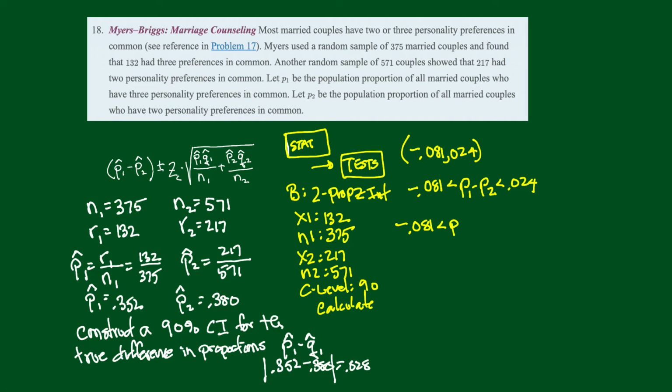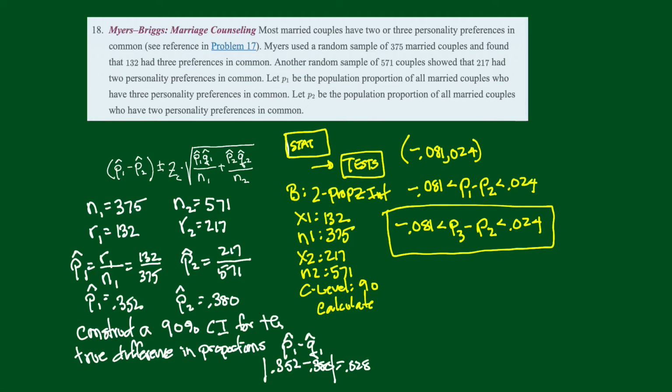Now what is p1? p1 is the proportion of married couples who have 3 personality preferences in common. So maybe I could write a 3 here, minus, and then what is p sub 2? Well, that turns out to be the proportion having 2. So I'll just write a 2, less than 0.024. Now the 3 and the 2 just remind me, okay, that's 3 preferences, 2 preferences. So I like this one because it tells you what it is.